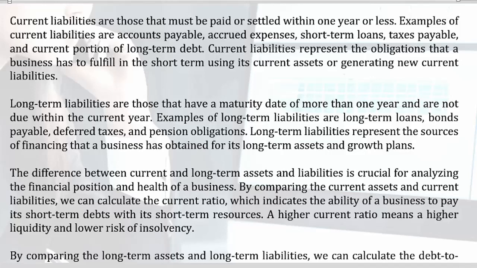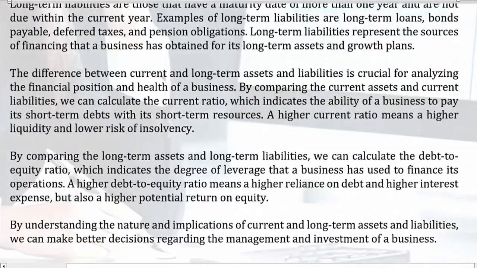The difference between current and long-term assets and liabilities is crucial for analyzing the financial position and health of a business. By comparing the current assets and current liabilities, we can calculate the current ratio, which indicates the ability of a business to pay its short-term debts with its short-term resources. A higher current ratio means a higher liquidity and lower risk of insolvency.